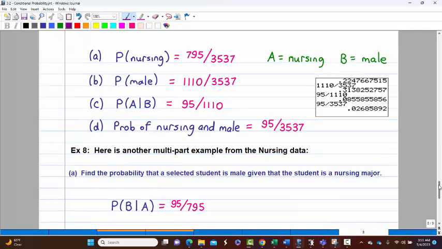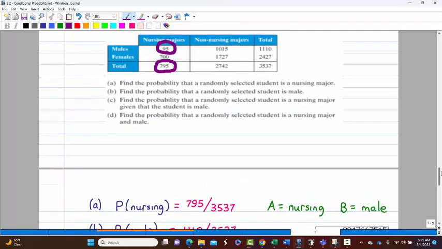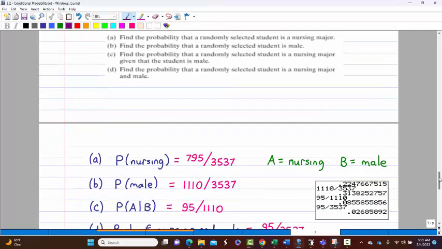So you see it's 95 over 795, where it was 95 over 1110. The numerator is not a coincidence. Either way that's worded, the top part was going to be the number of male nurses, 95. But the difference you can see in the 2 answers is the denominator was different. The numerator was the same for both, and that would happen with any one of these if you reverse them. The top number is going to be the same.